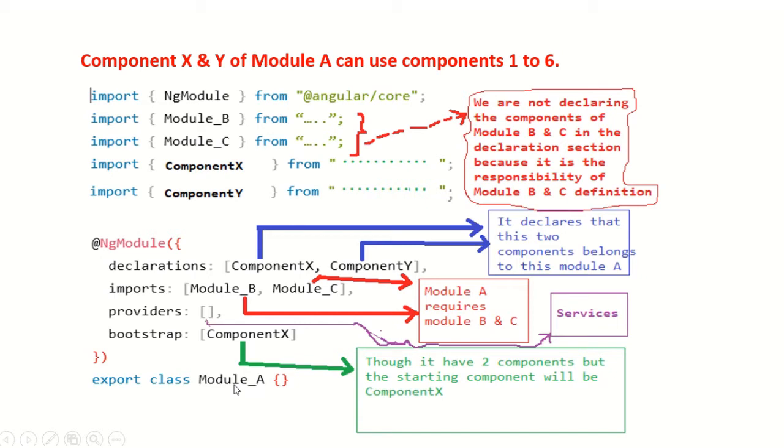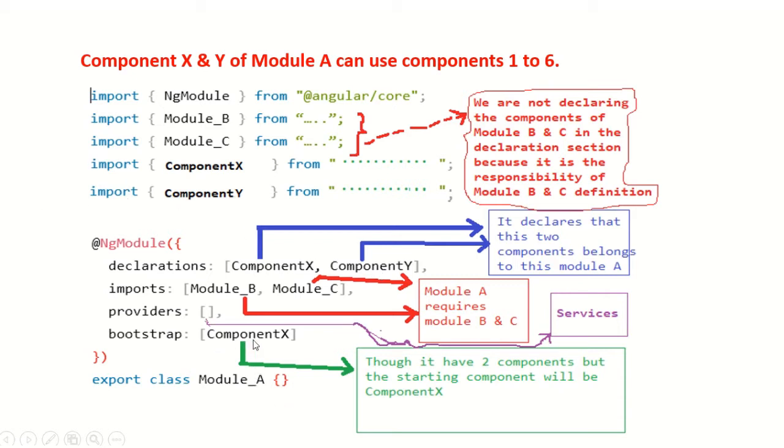So we are declaring here, and in the import section we are going for module B and C. We are importing module B and C. So if we are writing module B and C, definitely it should be imported previously. If we are declaring a component in the declaration, we must import it here.